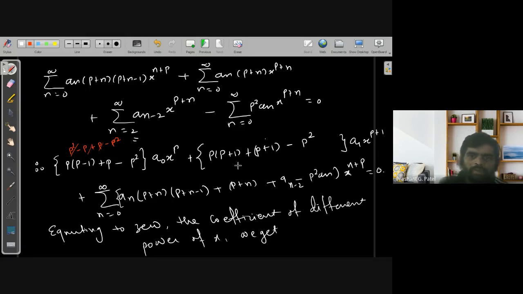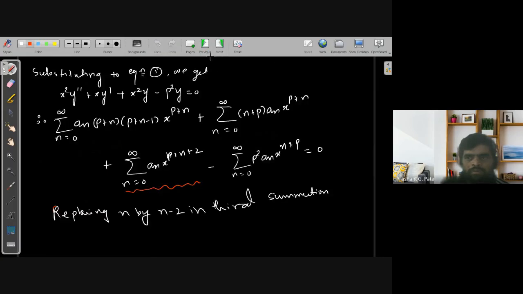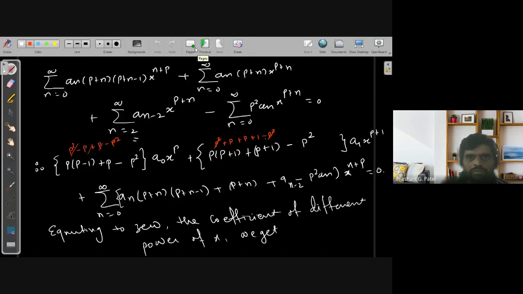What will happen here? We'll have p square plus p plus p plus 1 minus p square. P square will get cancelled, so this is (2p plus 1) into a1. This gives you (2p plus 1) into a1 equal to 0, but this implies a1 equal to 0.